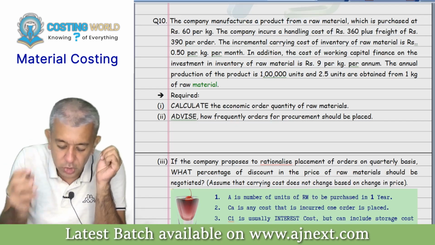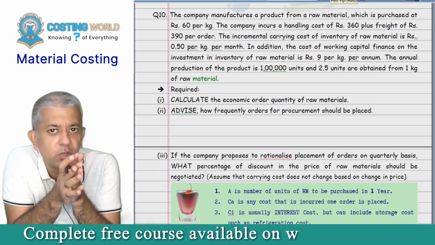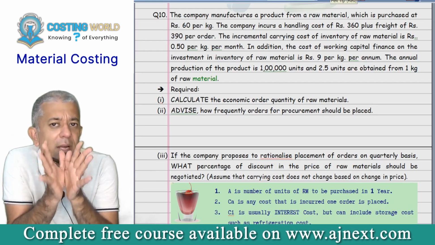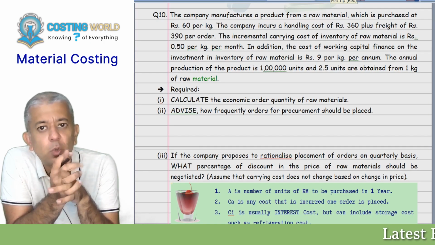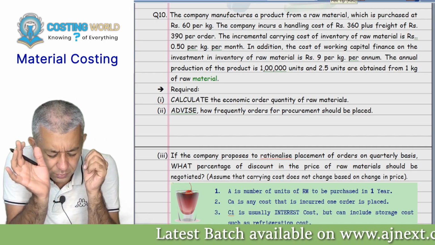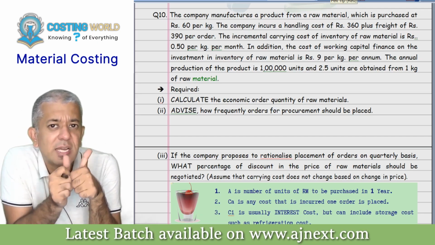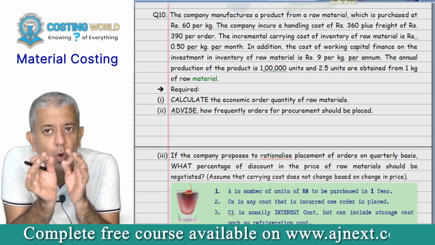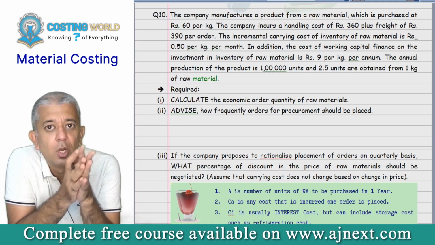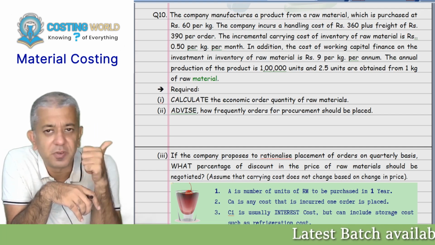Now for question number 10, I'm telling you all three things once more that you have heard from me, and then I want you to try to tell me something. First of all, A stands for what? A is the number of units of raw material to be purchased in 1 year. That is the first thing.